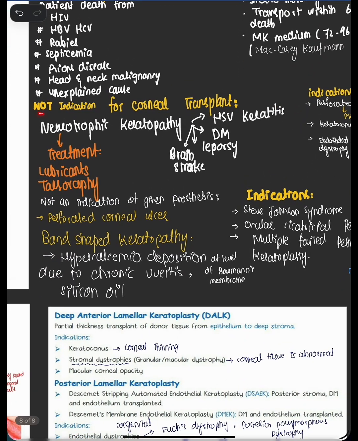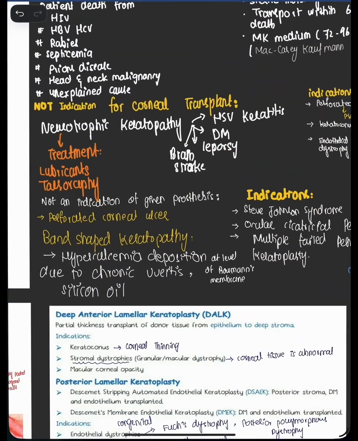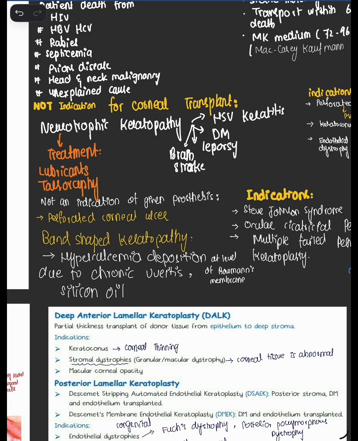What is not an indication for corneal transplant? In neurotrophic keratopathy, in which there is loss of sensation to the cornea, we cannot do the corneal transplant. It can be due to herpes simplex keratitis, diabetes mellitus, leprosy, and brain stroke. For treatment we use lubricants so that epithelialization can occur, and we do tarsorrhaphy, in which the lateral part of the eye is sutured, resulting in decreased evaporation of the tear.